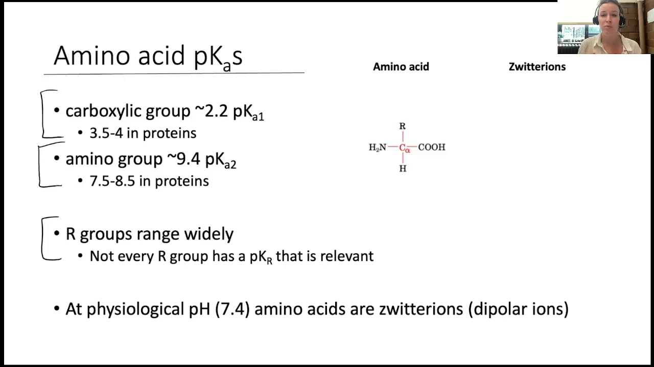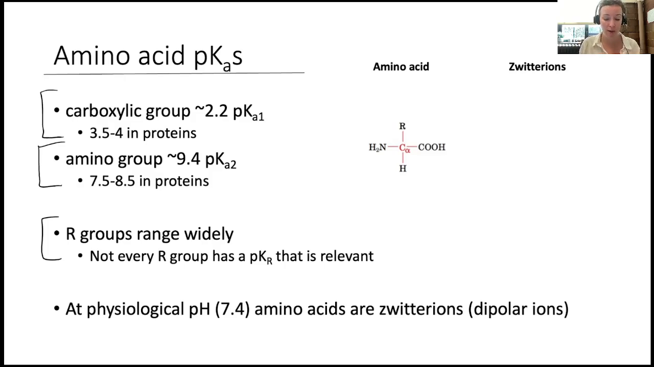At physiological pH 7.4, amino acids are Zwitterions. They are dipolar ions. I will show you what this means. And I am showing you folks because I want us to understand that we should really be drawing these amino acids in class as they appear in our bodies, so at physiological pH. And this relates back to the buffers material because we need to understand when a functional group is protonated or deprotonated.